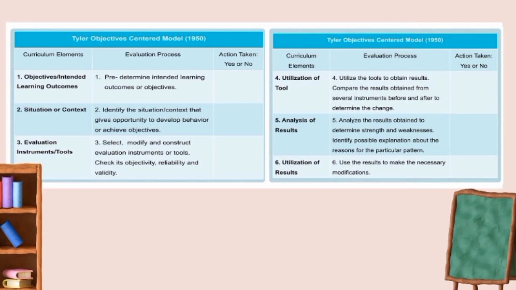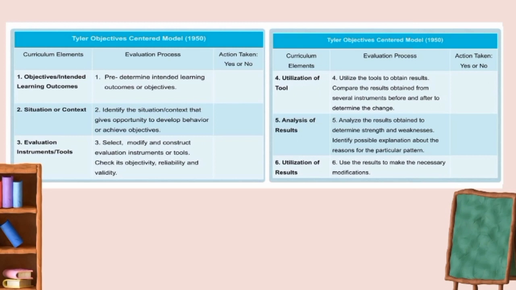First is objectives or intended learning outcomes. An evaluation process, predetermined intended learning outcomes or objectives. My answer for this is yes, because objectives or intended learning outcomes refer to the specific goals and expectations that educators or trainers set for their learners. These objectives serve as a roadmap for designing instruction, assessing progress, and evaluating the effectiveness of the learning process. The objectives should be clear, concise, measurable, and aligned with the overall learning goals.